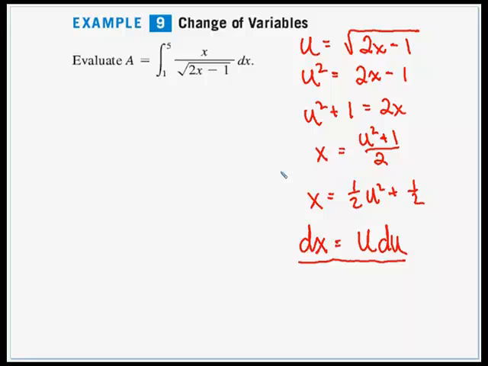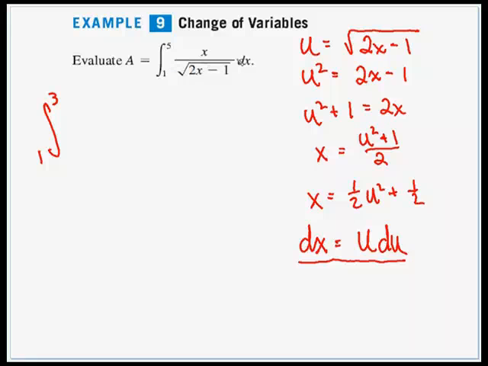So let's start thinking about our u substitution, and we are going to find new upper and lower limits. Here our lower limit was 1. If we plug that into our u substitution, 2 times 1 is 2, minus 1 is 1, and it's under the radical. The square root of that is 1. So our lower limit doesn't change. Plug the upper limit 5 into our u sub. 2 times 5 is 10, minus 1 is 9. The square root of 9 is 3. So now we have a different upper limit of 3.